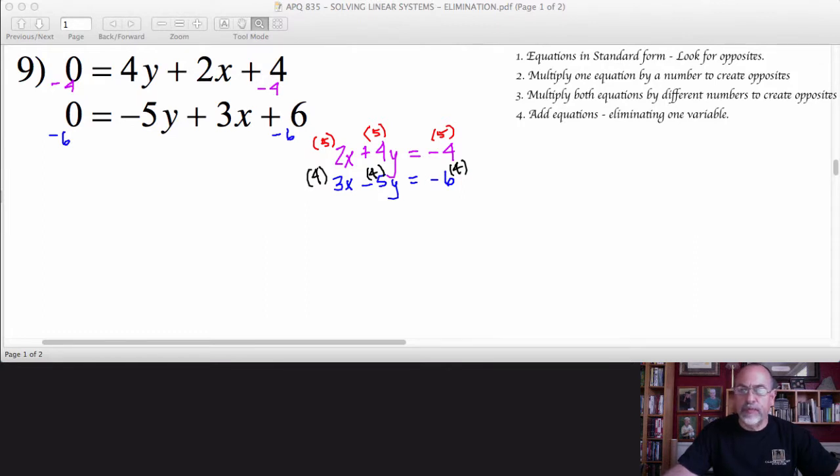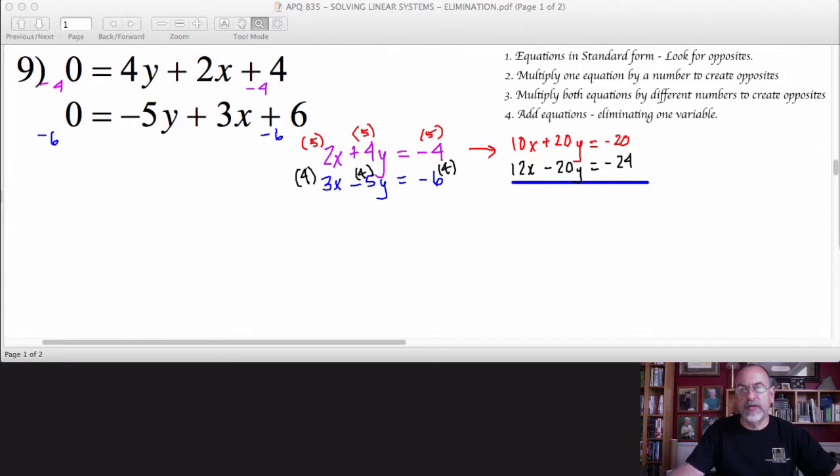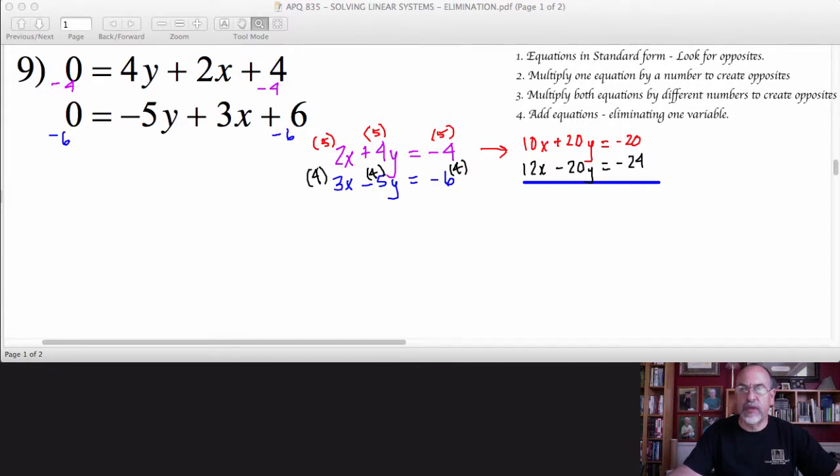Okay, so multiplying this first equation by that 5, then I have the 2 times the 5, which is a 10x. I have 5 times 4, which is 20y then. And then I have 5 times negative 4, which is negative 20. My second equation, I have 3 times 4, which is 12x. I have 4 times negative 5, which is negative 20y. There are my opposites. And then negative 6 times 4 is negative 24. So I've created the opposite coefficients, so I can go ahead and add these equations together.